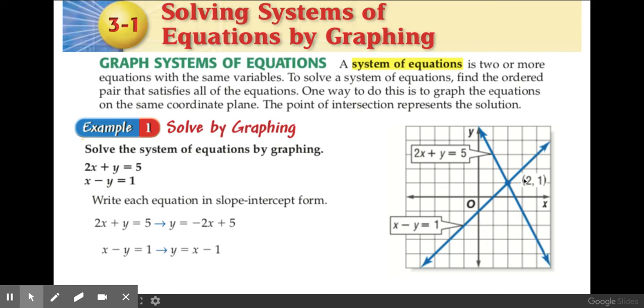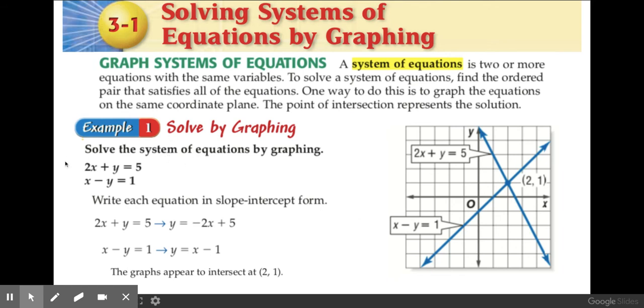So once I have my two lines, my solution occurs where these two lines exist at one point at the same time. And that is the point (2, 1): 2 to the right, up 1. This is the only point that exists on both lines, which means it's the only x and y coordinate that's going to make both of these equations work. So for this graph, it appears to intersect at (2, 1). That would be my solution to this problem.